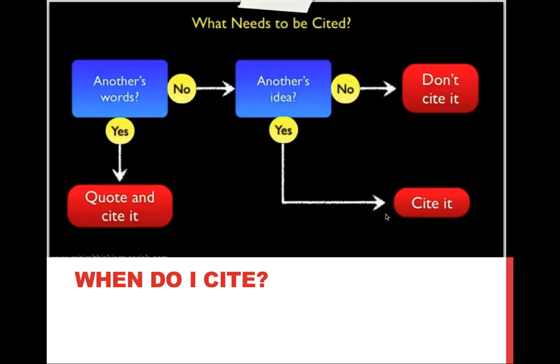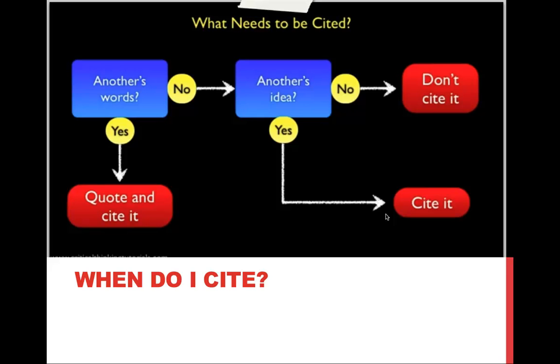One question that comes up pretty regularly is, when do I cite? What tells me that I have to cite something? What tells me that it's fair use, it's common knowledge, all that sort of good stuff? This flowchart simplifies it pretty well. If you're using another person's words, you definitely quote with quote marks and cite in a bibliography. If you're using another person's ideas, then you will cite it, and that's the idea of paraphrasing.